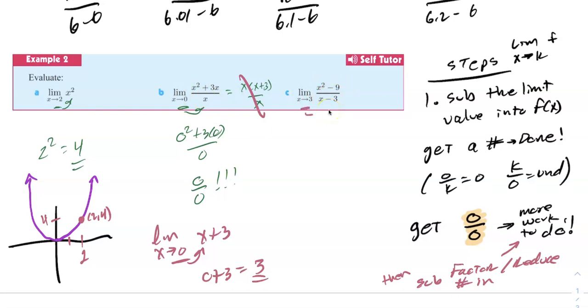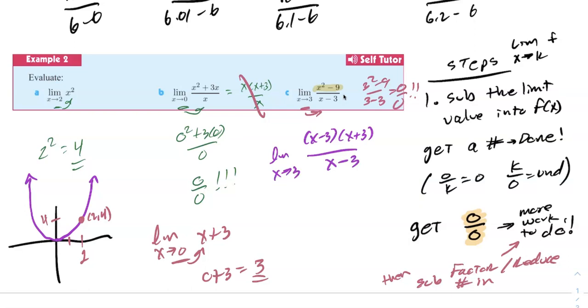If I substitute this 3 in, I'm going to get 3 squared minus 9 over 3 minus 3, which is 0 over 0. Again, cannot solve that. I can't just stop there. I have 0 over 0. I got more work to do. We'll factor. The top here factors into x minus 3, x plus 3. And the bottom factors into x minus 3. X minus 3 is reduced. I get the limit as x approaches 3 of x plus 3. And now we can just substitute our limit in and get 3 plus 3, which is 6. So there we go.